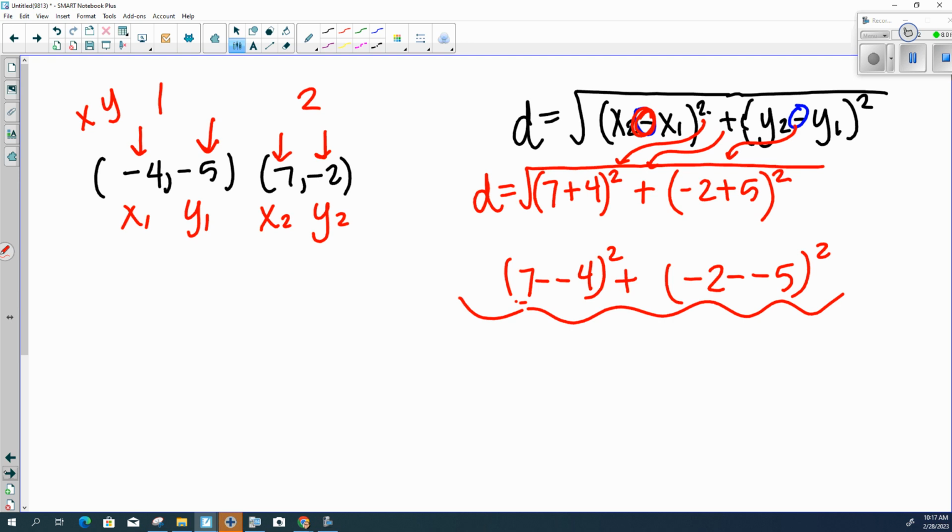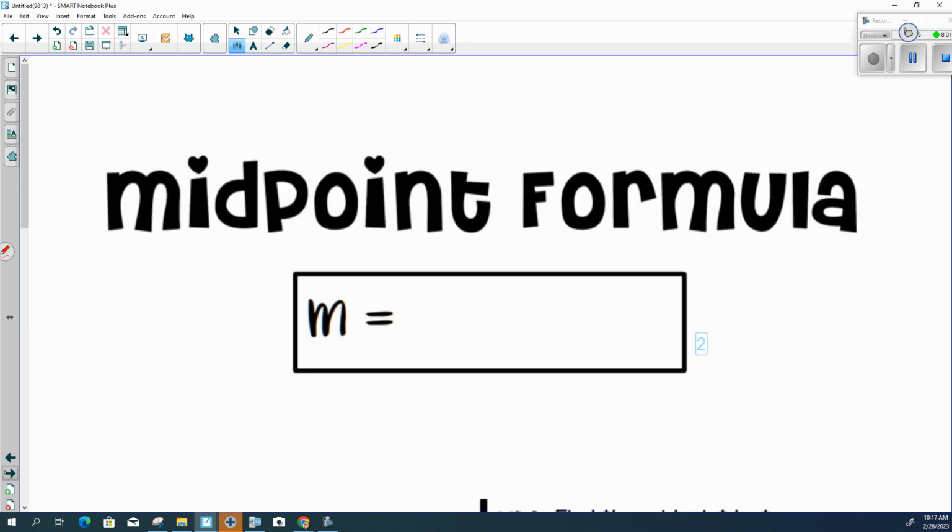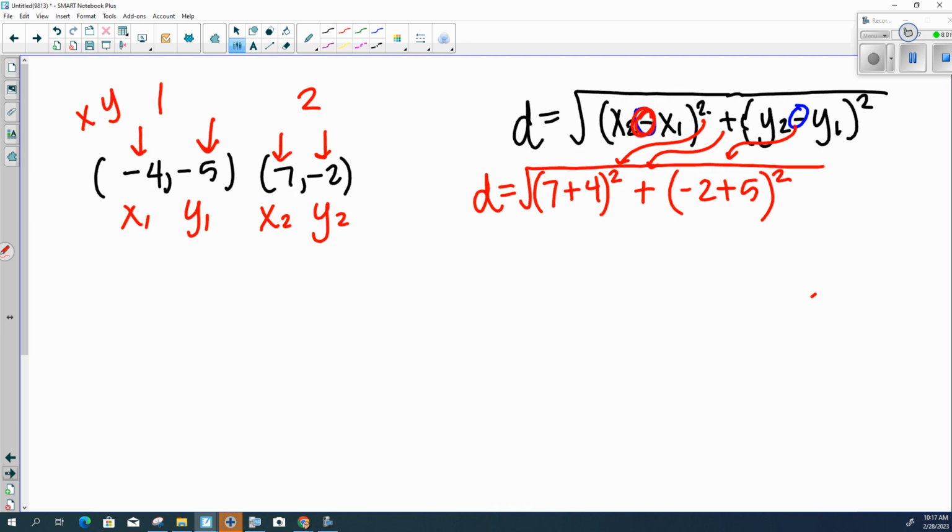Again, I like to do a lot of it by hand. I think my sleeve keeps touching the screen. So I know this is 11. I'm doing the parentheses. I know that 11 squared is 121. And here, negative 2 plus 5 is 3. 3 squared is 9. So my distance now is the square root of 130. Put that in your calculator. Sorry, I'm going to get my answer key. And I got 11.4.